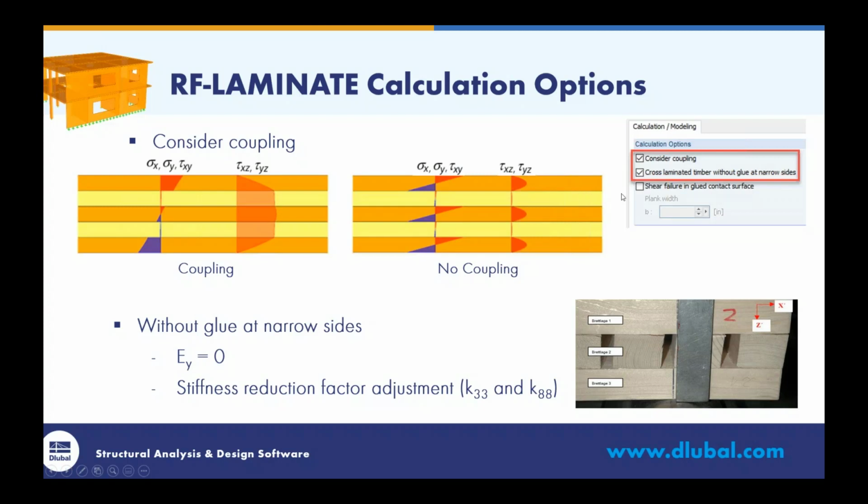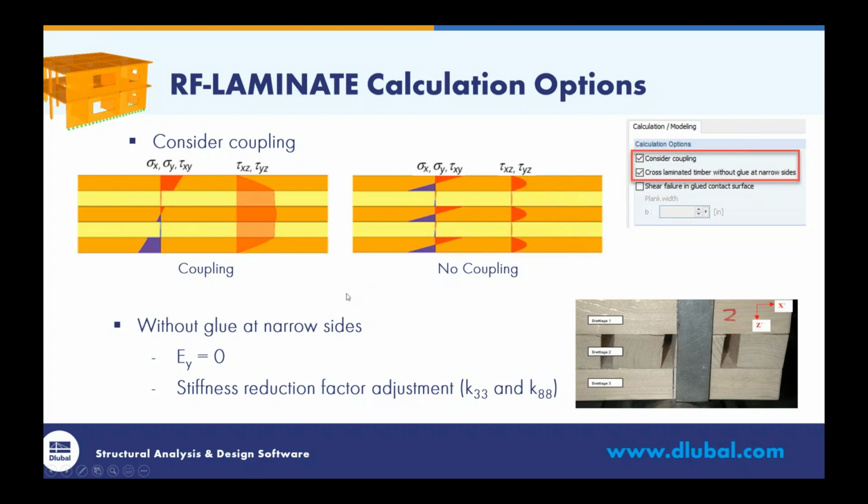But in turn, if we uncheck this option and we're not considering coupling, we're assuming that there is no glue coupling these layers together. When we look at the stress distribution, well, we're going to see really independent behavior for each layer.